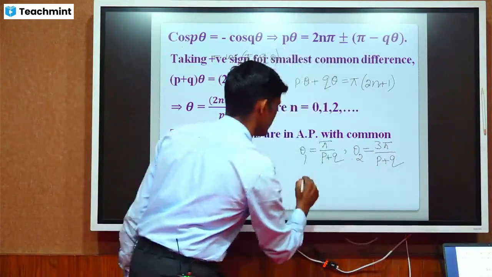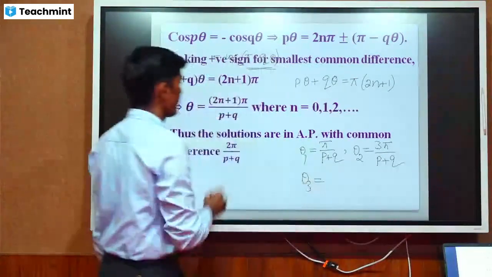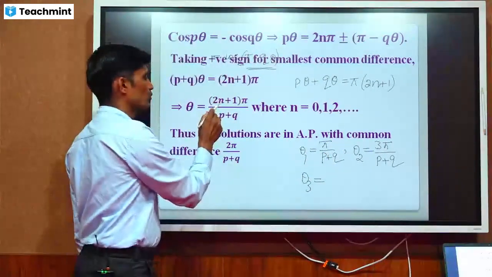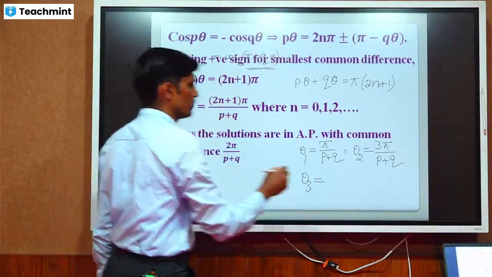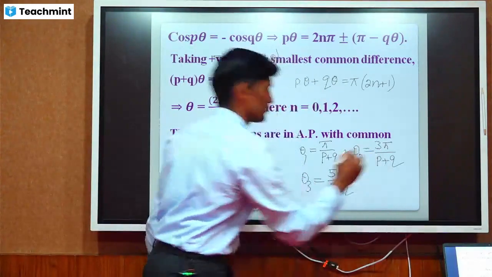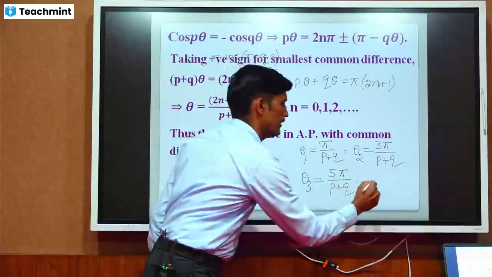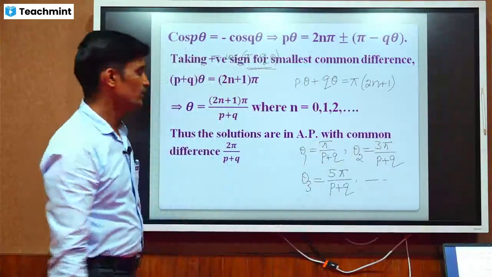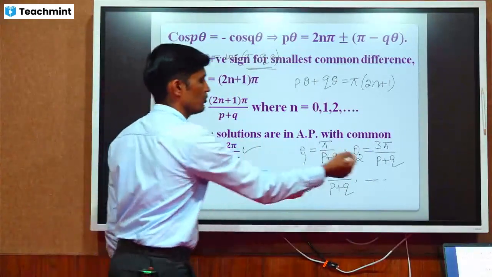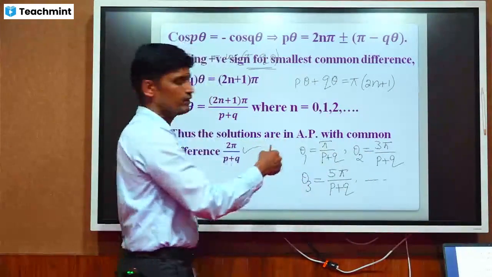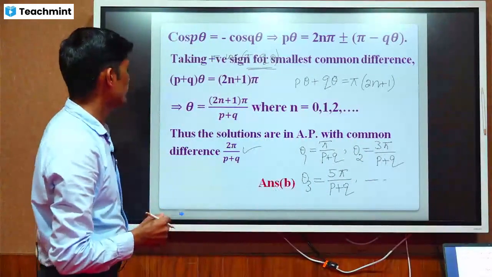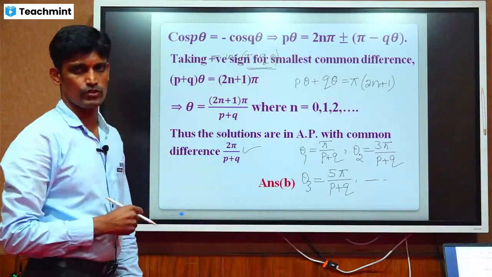When n is equal to 2, it is 2 into 2, 4 plus 1, 5 pi by p plus q, theta 3, and so on. And we can observe that these roots are in AP with the common difference 2 pi by p plus q. The common difference is theta 2 minus theta 1 or theta 3 minus theta 2. Hence the common difference is 2 pi by p plus q, that is option B.